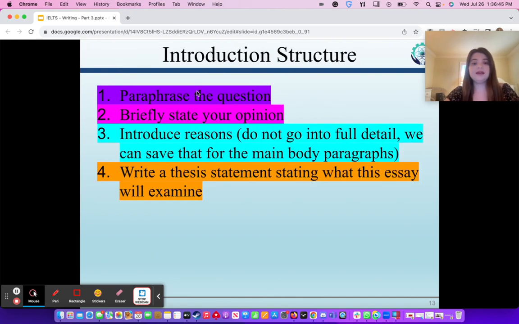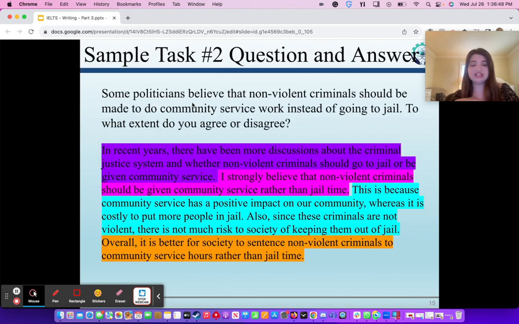Okay. Then the pink is briefly state your opinion. So I'm not going to go into much detail as to why I believe what I believe on this, but I'm going to briefly state my opinion. So I wrote here, I strongly believe that nonviolent criminals should be given community service rather than jail time. So there we go. My opinion, all done. That said, you could put any opinion you want. So maybe you strongly disagree. Maybe you strongly believe that nonviolent criminals should absolutely be given jail time, that they shouldn't be given a less harsh punishment just because they're nonviolent, and that whether someone's violent or nonviolent, a crime is a crime, right? That could be someone's perspective as well, and that's totally fine too.